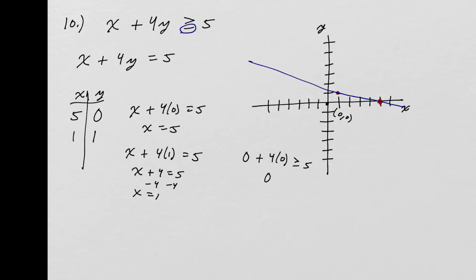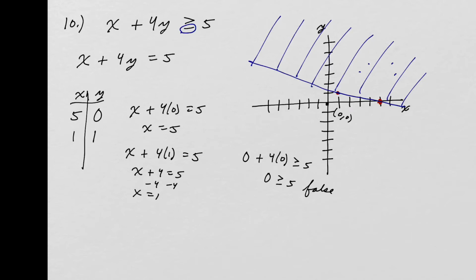And if I work this out, I'm going to get 0 is greater than or equal to 5. Is that true or false? Well, that's false. So since I picked this side and I got false, then I know that the opposite side is the side that gets shaded. So this side is the side that should be shaded.